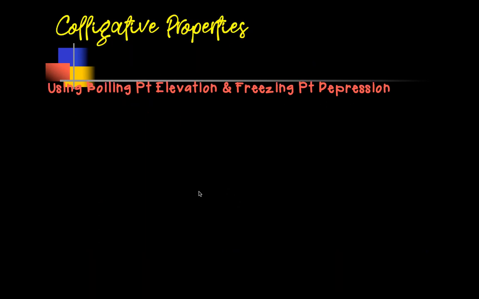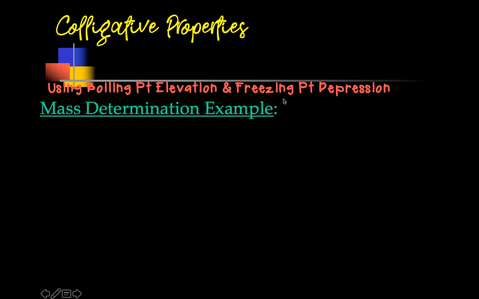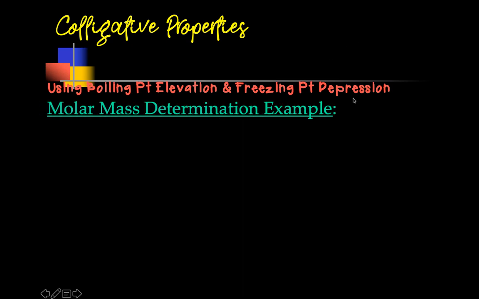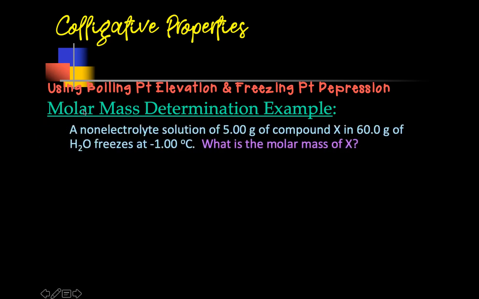Let's do an example. Using boiling point elevation and freezing point depression, we can actually use those math equations to determine the molar mass of an unknown sample. This is getting into what your pre-lab, or your lab, is going to be like. So this is a pre-lab example, thinking ahead to the lab you're going to do this unit. Here's what I know. A non-electrolyte solution, so good, we're not going to have to worry about the i factor. 5 grams of unknown compound X in 60 grams of water will freeze at -1. Water normally freezes at 0, so we know there's something dissolved in there. I want to figure out the molar mass of X.